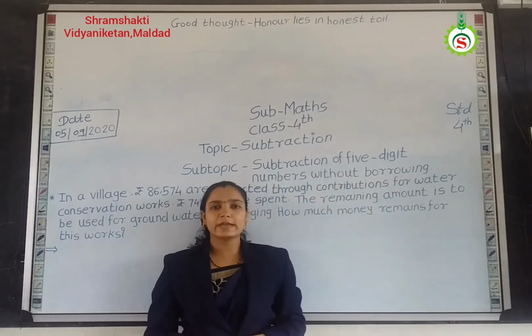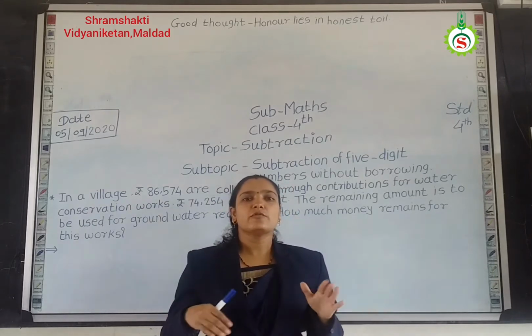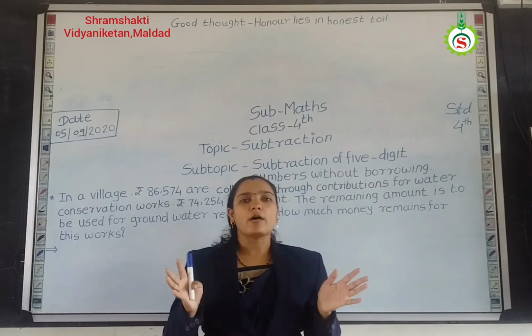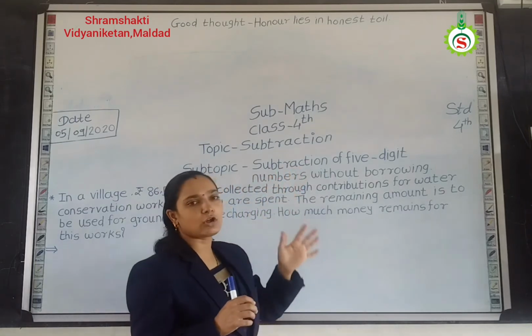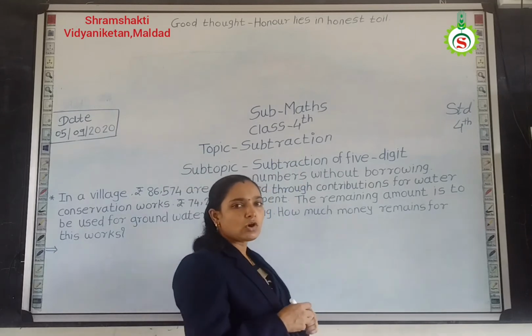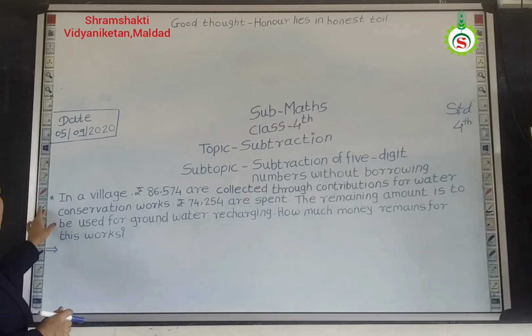Up to the previous lecture, we learned subtraction of all types, with borrowing and without borrowing, up to 4-digit numbers. In this lecture, we have to start subtraction of 5-digit numbers. So, see here, I have written one word problem.